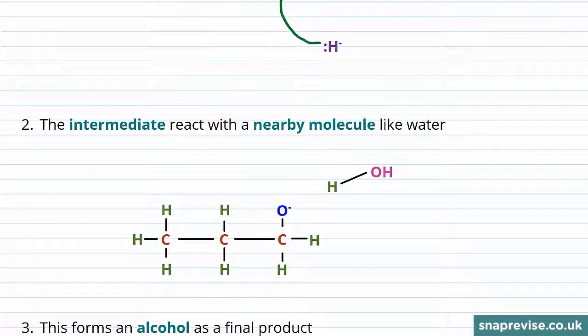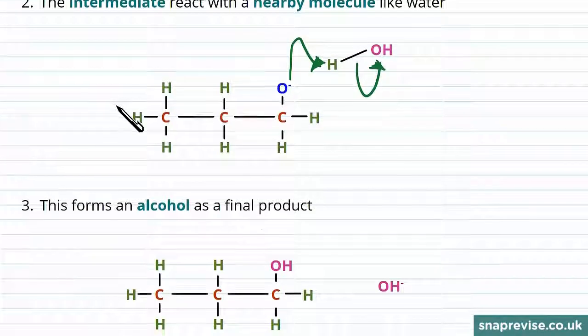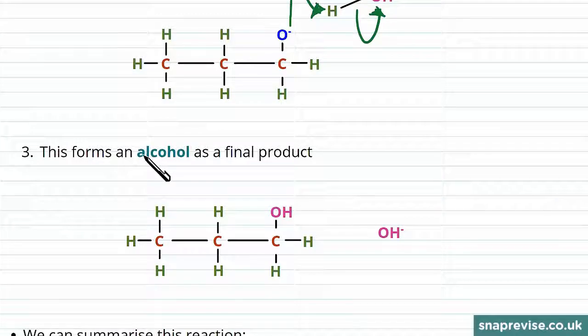The intermediate will then react with a nearby molecule like water to gain a hydrogen, so it will donate its electrons to the hydrogen, and the hydrogen in turn will break its bond with whatever it's attached to. In water that would be OH, and this will make the molecule into a stable final product, which in this case is an alcohol. If we use an aldehyde, the C=O would have been on the end of the molecule, so we will end up with a primary alcohol, as shown here.